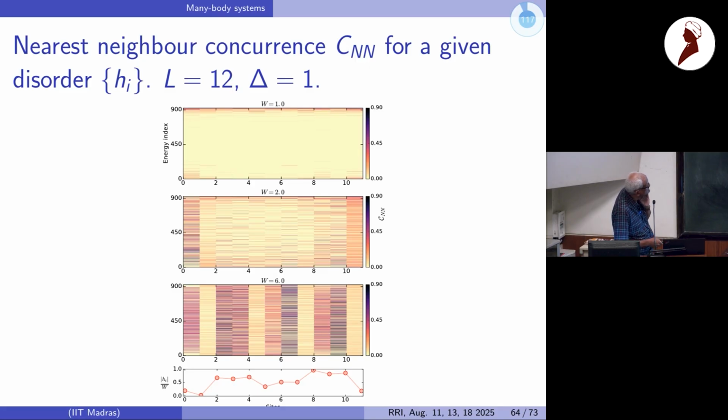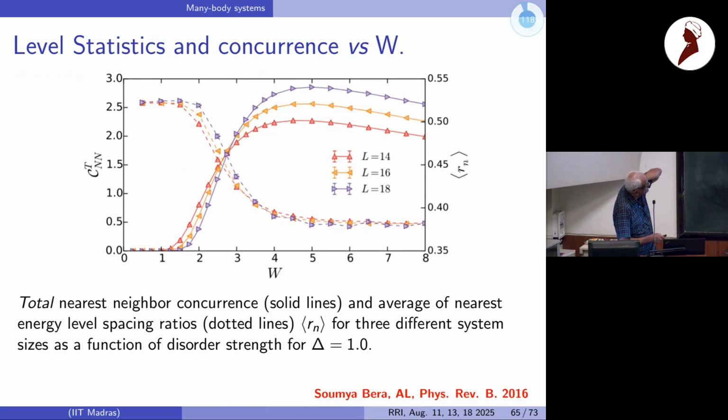This is some work done with Chomobera in Bombay, where we looked at the nearest neighbor entanglement, that is through this concurrence, and you can see a very different structure here. This is how the spacing distribution goes from that of random matrix to that of Poisson, 0.39. This is around 0.52 to 0.39 for a time reversal symmetric system. That is, this one refers to this ratio of spacings, whereas this is the nearest neighbor entanglement.